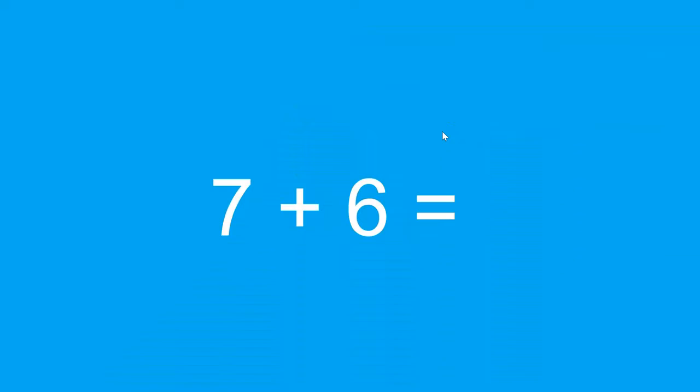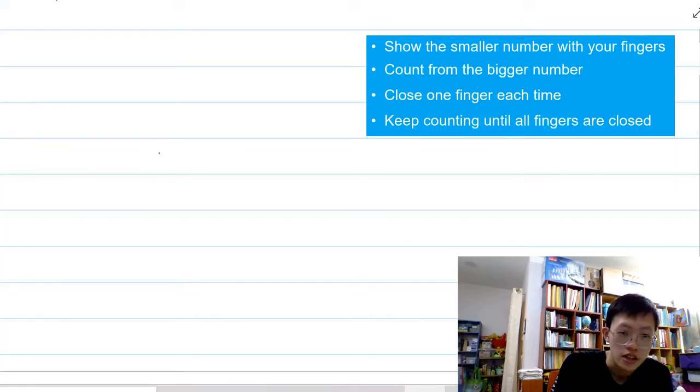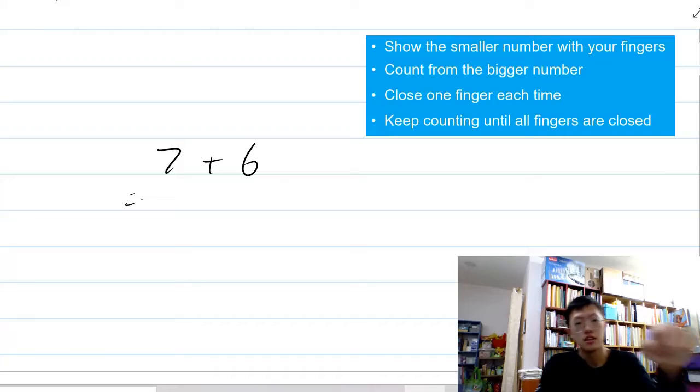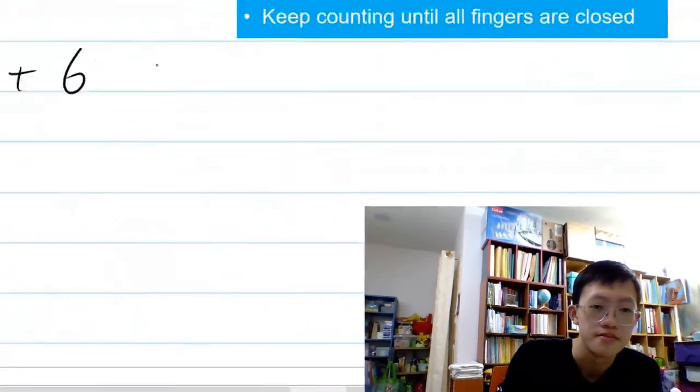Now let's try 7 plus 6. Okay, again, follow the steps. 6 is smaller, so we'll show 6 in our hands. Then we count from 7. 7, 8, 9, 10, 11, 12, 13. 13 is the answer.